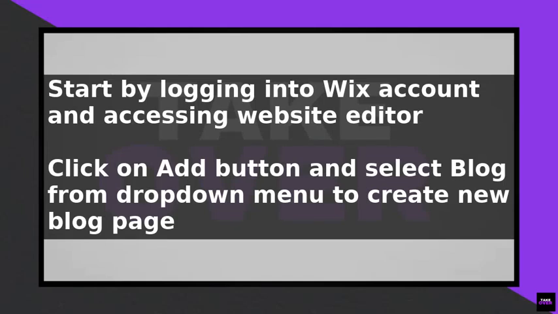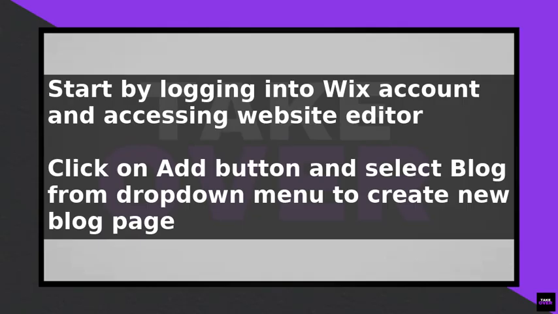To add news articles to Wix, start by logging into your Wix account and accessing your website editor. From the editor, click on the Add button on the top bar and select Blog from the drop-down menu. This will create a new blog page on your website where you can add news articles.